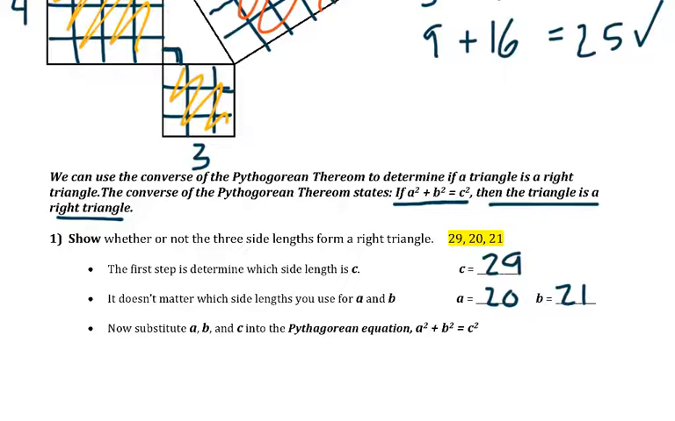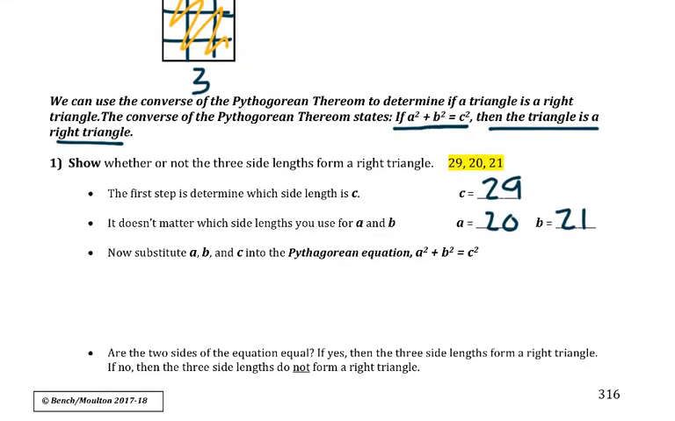Now we're going to substitute a, b, and c into the Pythagorean equation. So this is how we're going to check.